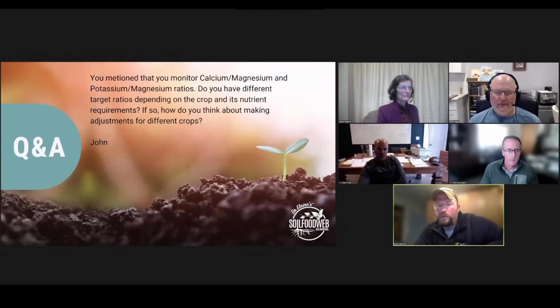Calcium magnesium ratios and K to mag ratios really don't change crop to crop. Certainly, certain crops will use different minerals in different amounts, but when we are looking at a soil test, these are two of the first things that we do look at. But the thing that changes with calcium to magnesium ratios is more soil type and CEC. Sometimes you'll hear people say, well, calcium magnesium ratio based on soil base saturations is 7-to-1. And that 7-to-1 ratio will cover most soils.